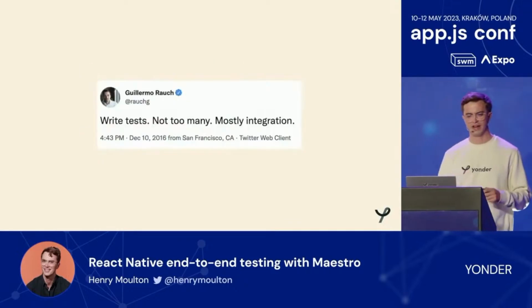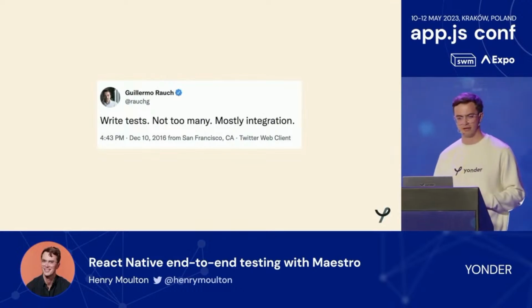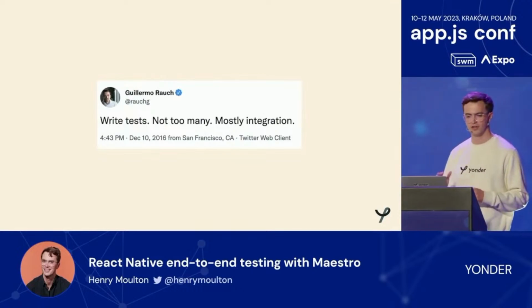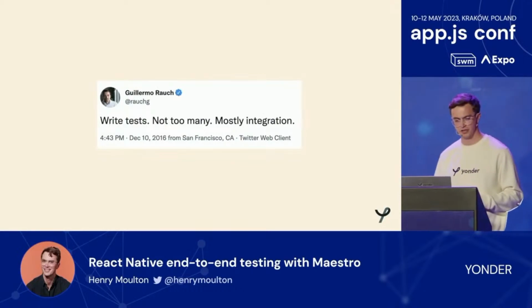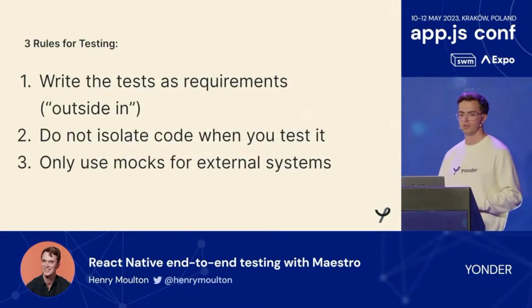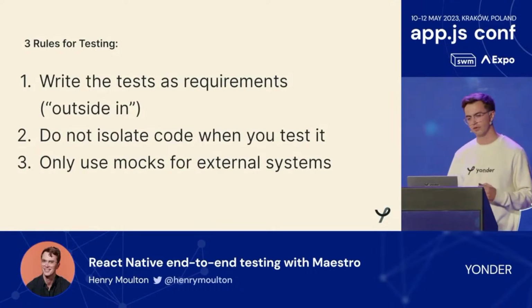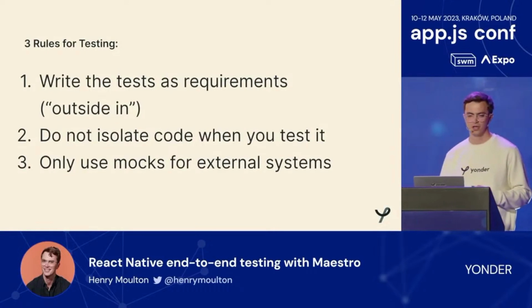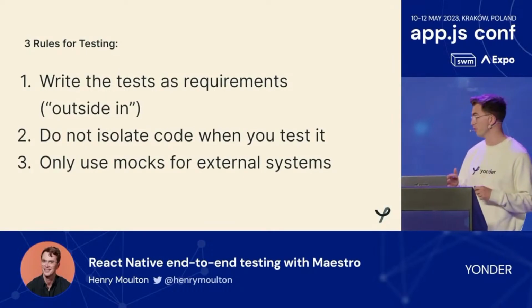And so when I was devising a bit of a strategy, I came back to this banger of an old tweet: write tests, not too many, mostly integration. And that led to 3 rules for testing at Yonder. We write the tests as requirements, so this is called outside-in testing. We don't isolate code during testing.